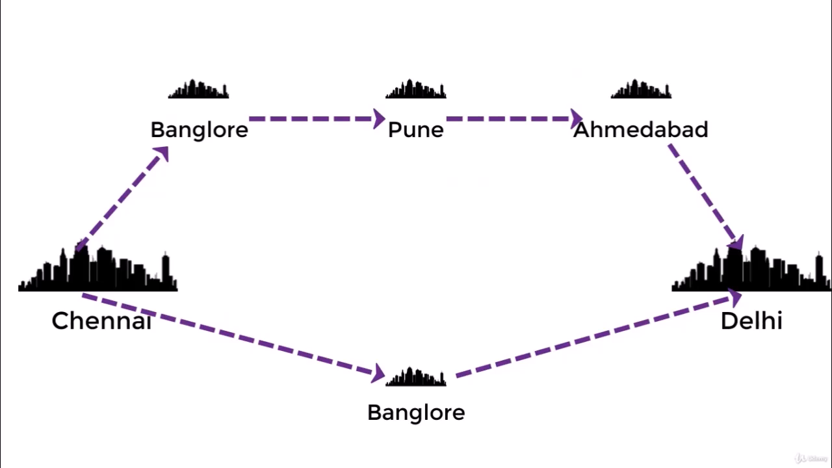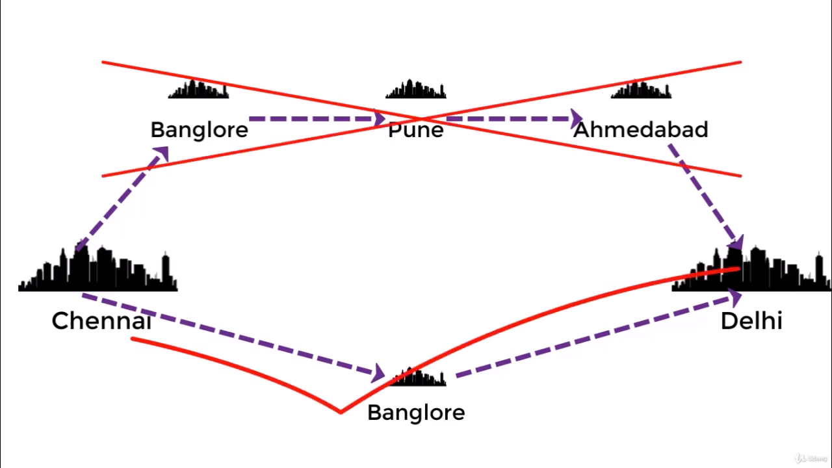For example, if you want to go from Chennai to Delhi, there are two paths available. Let us consider first you go to Bangalore, then to Pune, then to Gujarat, and then to Delhi. The second path is you start from Chennai, go to Bangalore, and go to Delhi. So these are the two paths. Which path will you choose? Obviously the shortest path, or the path with minimum hop count.